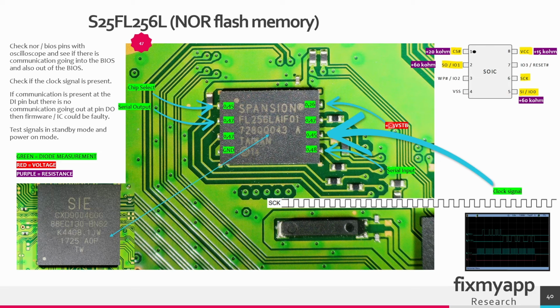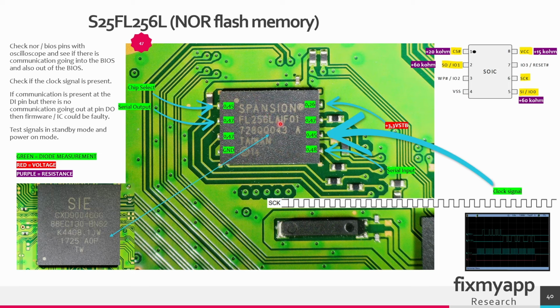When the data is coming into this flash memory, you see it on the oscilloscope, then you know the Southbridge tries to communicate with this NOR IC. On the output side, if we see data coming in but there's no data coming out, then most probably this NOR IC is bad or faulty, or the firmware is corrupted. So then you know that the problem lies with this chip.